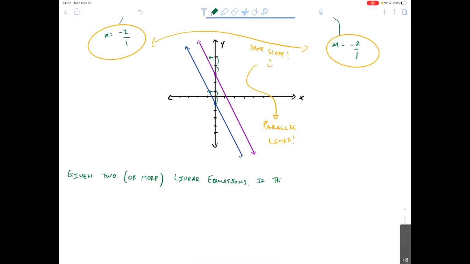if they share the same slope, then the 2 or more lines are parallel.